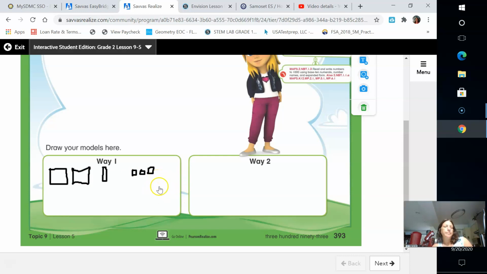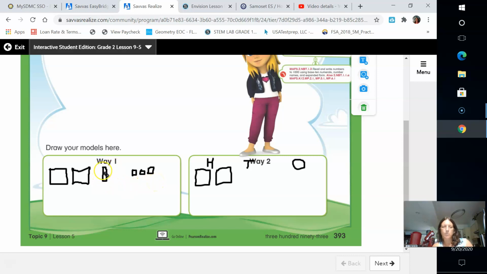But this time, let's leave our hundreds alone. 200. And let's show 13. This is hundreds and ones. Let's show 13 over here and leave the tens empty. We're going to take this 10, turn it into ones and put it over here.